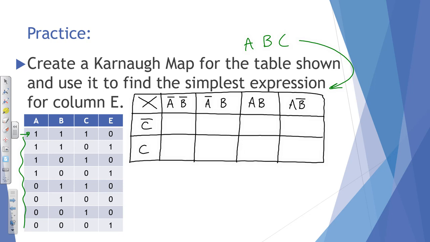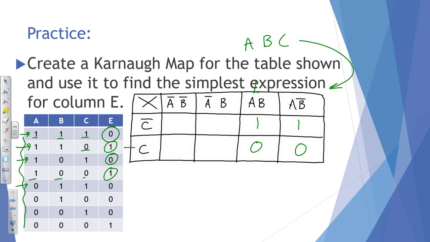Okay, so if we have parameters A, B, and C, we yield an output of 0. A and B, but not C, yields an output of 1. A but not B with C yields an output of 0. A but not B with a not C yields an output of 1.